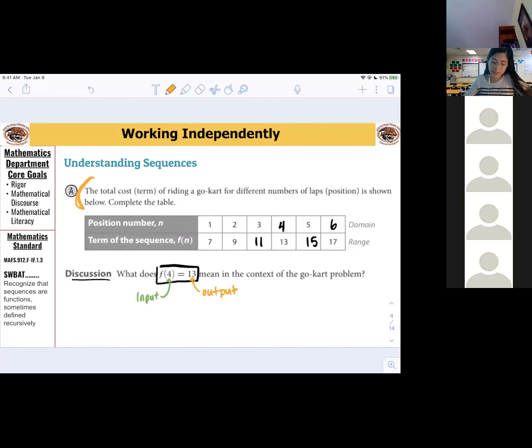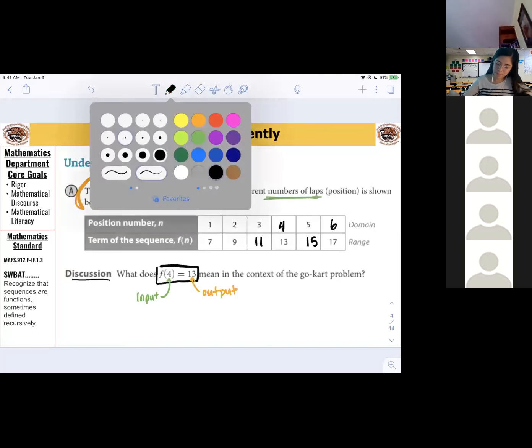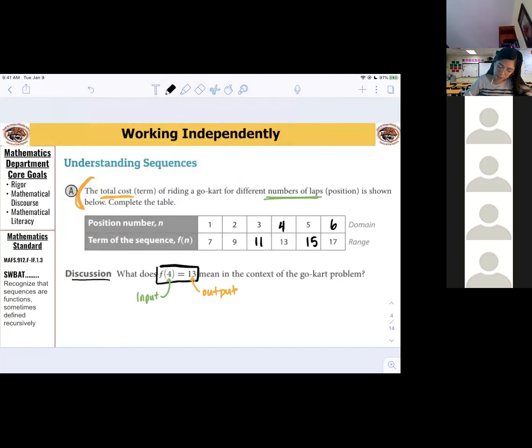So we know that the terms are my outputs. So the output is the cost, and the input is the number of laps. So if the input is the number of laps and the output is the cost, can anyone give me a sentence to explain what f of 4 equals 13 means? 4 laps equals $13. Exactly. So 4 laps costs $13.